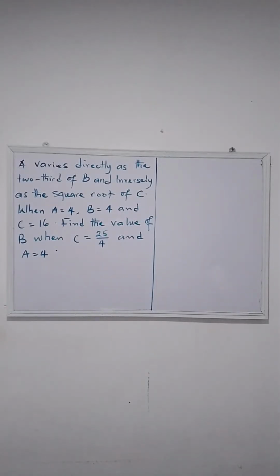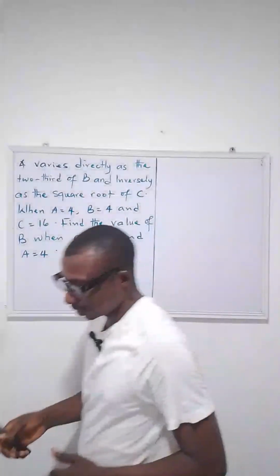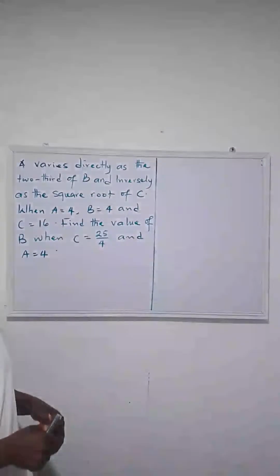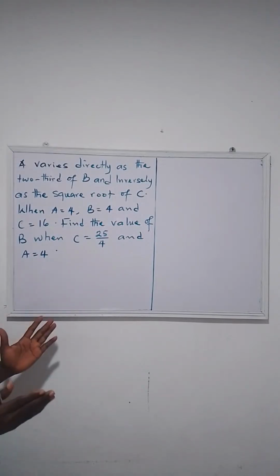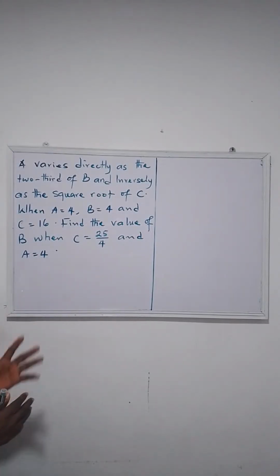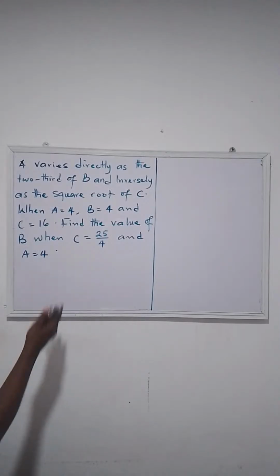We are starting with this question here under variation. A varies directly as the two-thirds of B and inversely as the square root of C. Now, when A is 4 and B is 4 and C is 16, find the value of B when C is 25/4 and A equals 4. Now, the first thing is to write the variation.